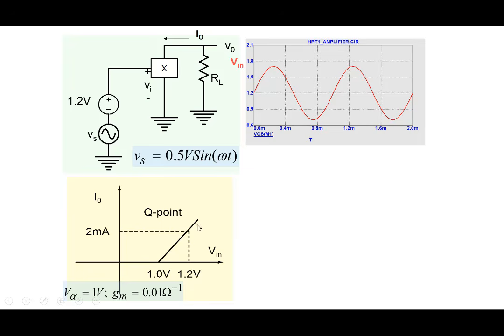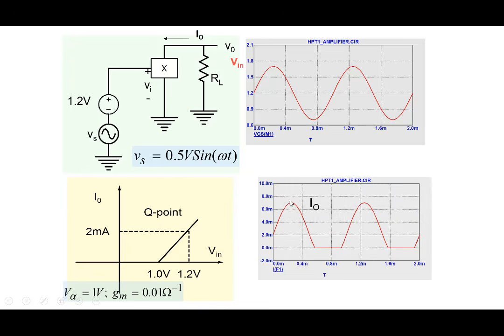Now note that this is the characteristic of my transistor. When we look at the positive cycle, it starts from 1.2 and goes to 1.7, so you're going up. Obviously there is an increasing current flowing, and therefore V0 will also respond in the positive direction. But when you go in the negative direction, starting from 1.2, until 1 volt there is a current flowing here.